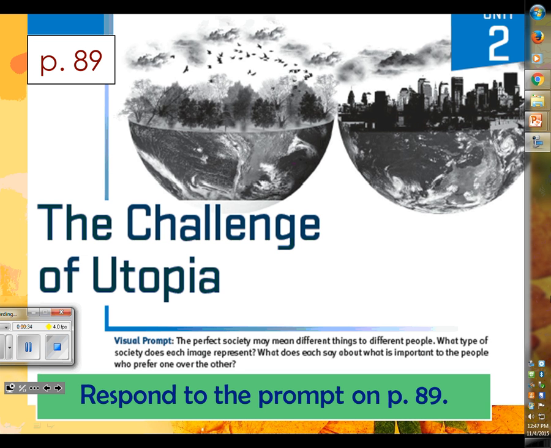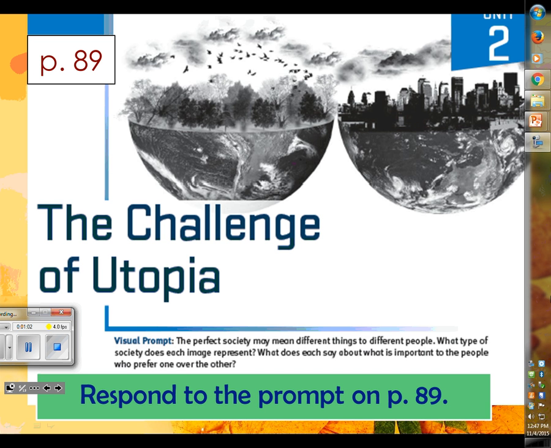First off, I'm going to have you take a look at those two images at the top of page 89. We've got two different globes, per se. The left-hand globe is more of a nature scene where we've got trees and birds, and the right-hand globe is more of an urban setting. We're looking at a city, a skyline. Could you please read for us, Ashley, the visual prompt right below those two images?